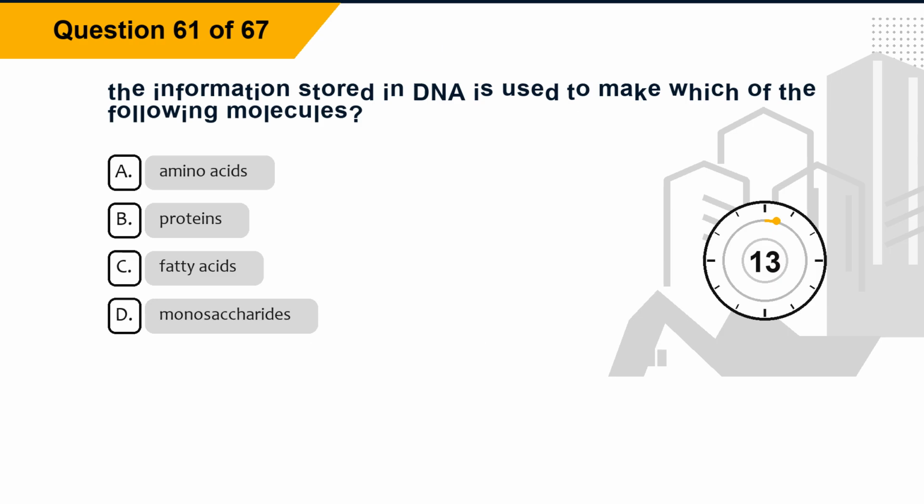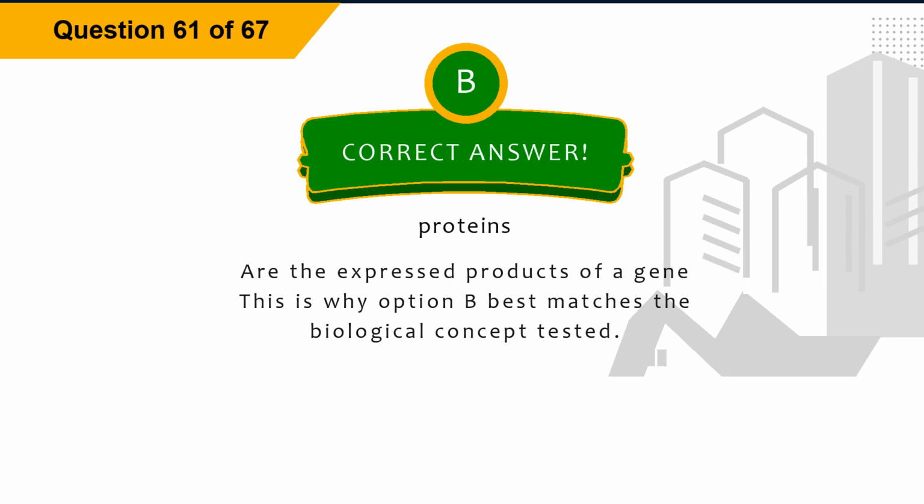Question 61. The information stored in DNA is used to make which of the following molecules? Option A, amino acids. Option B, proteins. Option C, fatty acids. Option D, monosaccharides. The correct answer is option B, proteins. Explanation: proteins are the expressed products of a gene. This is why option B best matches the biological concept tested.